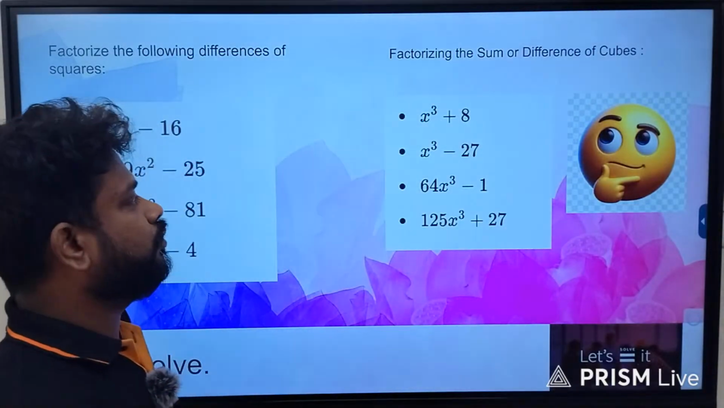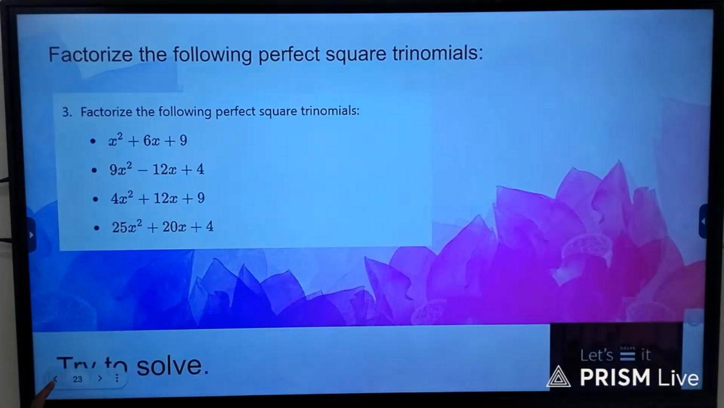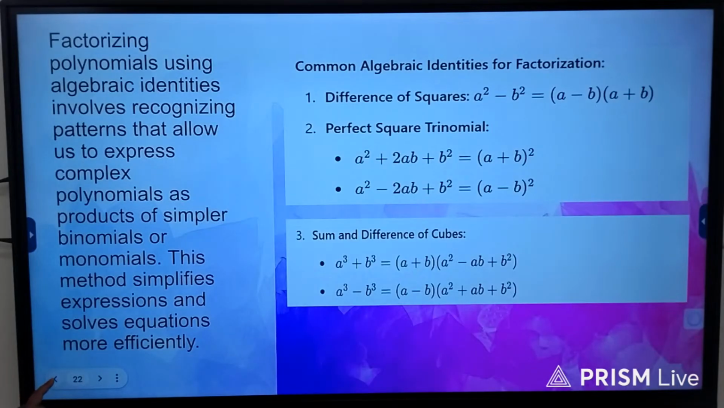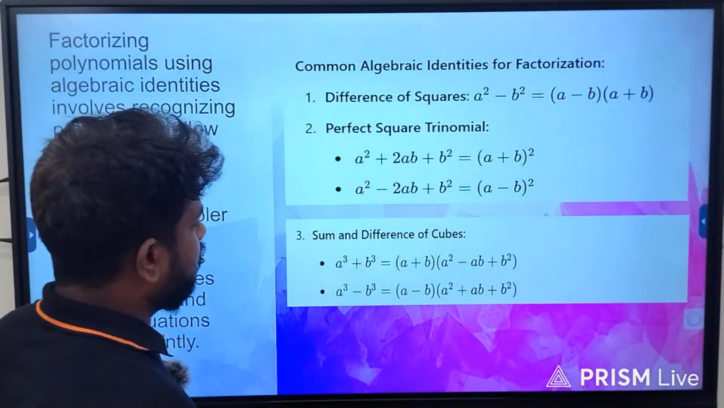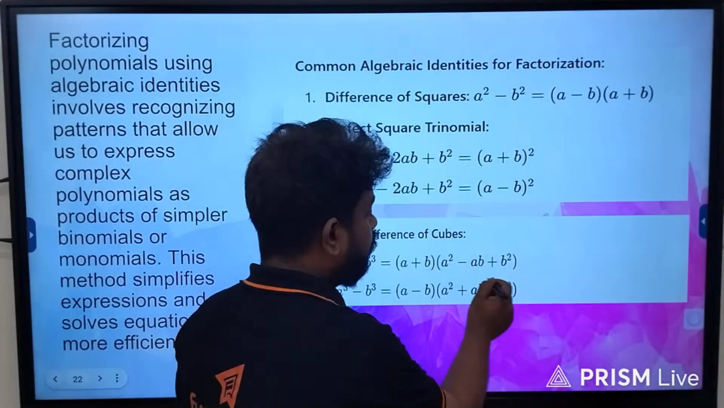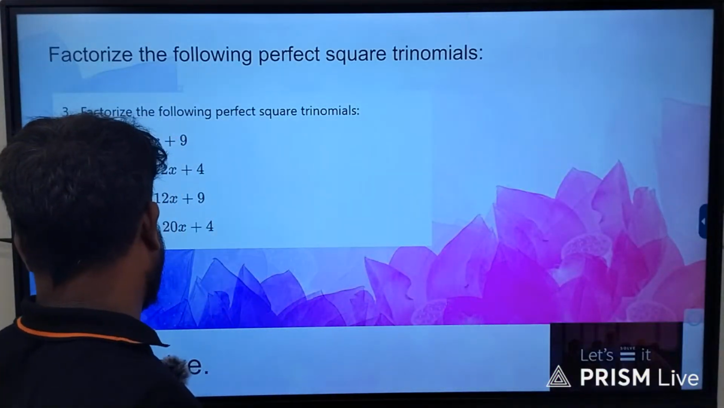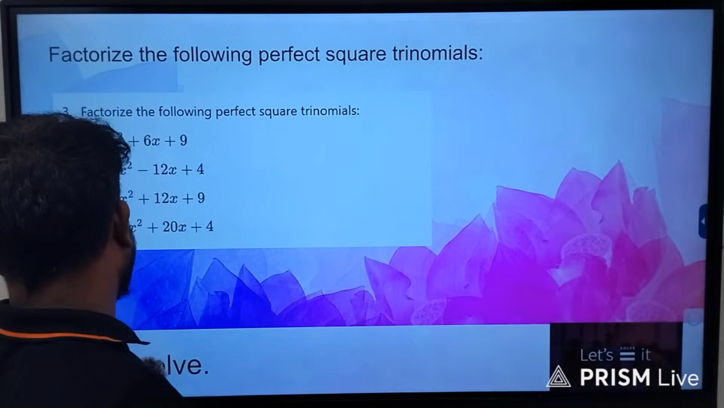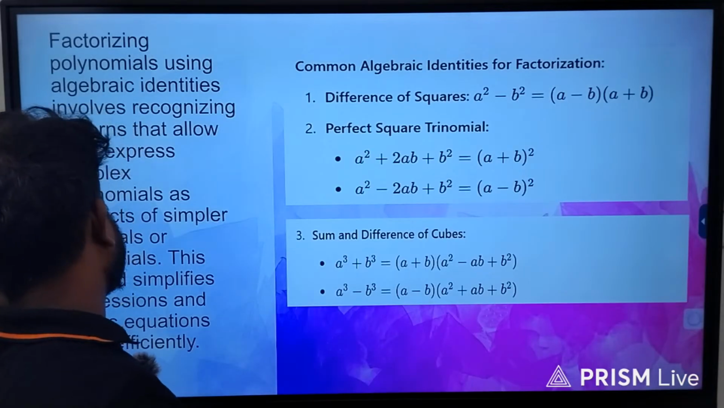Okay. So the rest of 3 you can do by yourself, and now factorizing the sum or the difference of cubes. Before going into this, because this formula is a little bit new compared to the other ones, you have to remember these 2 formulas as well. Yes, they are new formulas and you have to memorize them.